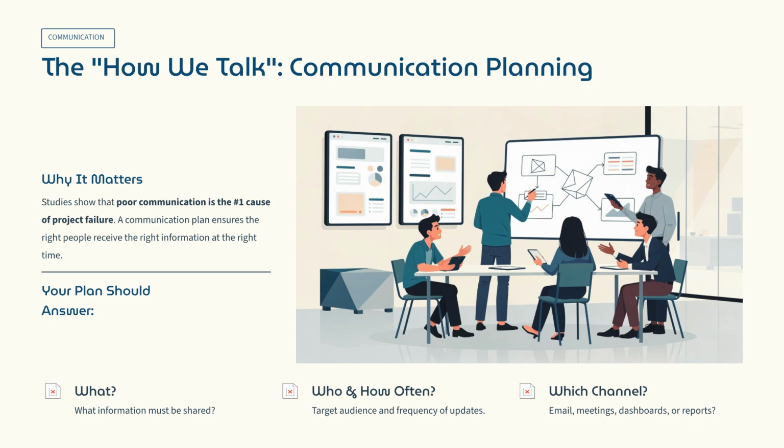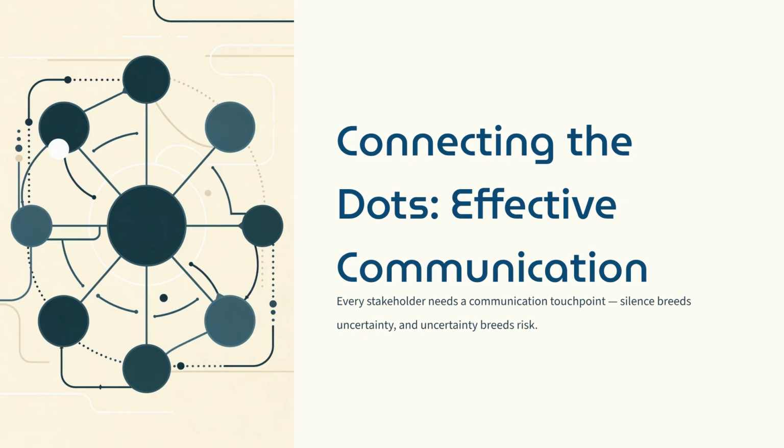The How We Talk focuses on communication planning. Poor communication is a leading cause of project failure. Your plan must answer what information to share, with whom, how often, and through which channels. Connecting the dots through effective communication ensures every stakeholder has a touch point. Silence breeds uncertainty, which, in turn, breeds risk for the project.